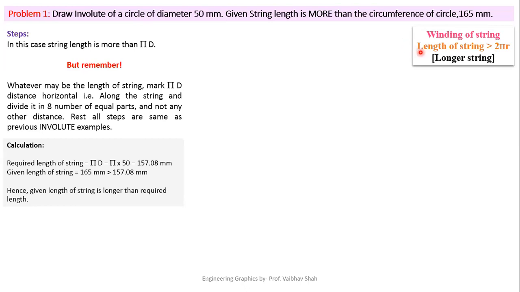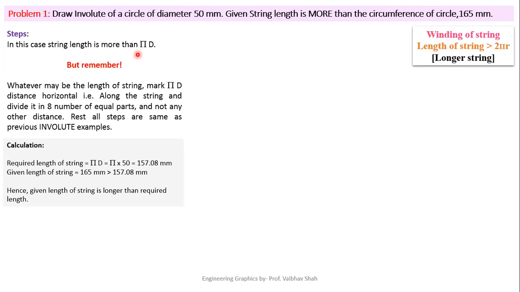Here the length of the string is greater than your circumferential length, or you can say 2 pi r. And in other words, you can say the string is given which is of a longer length. So here the longest string is given. So now this is a special case in which your string length is more than your pi d.